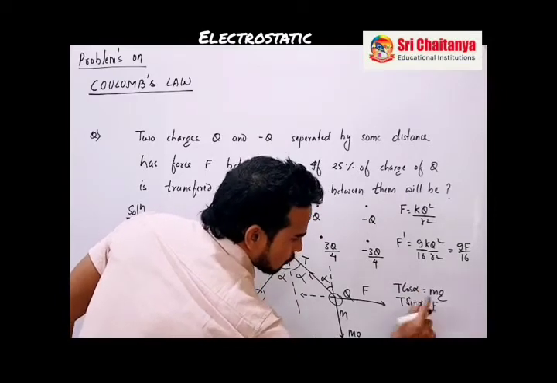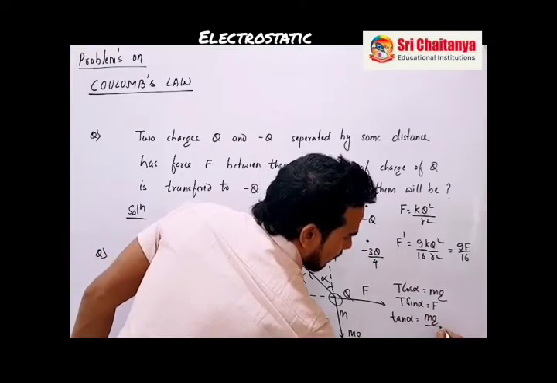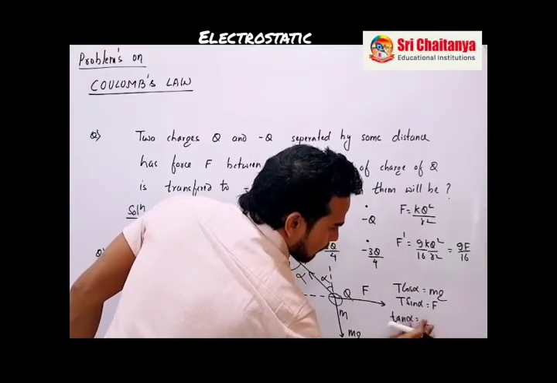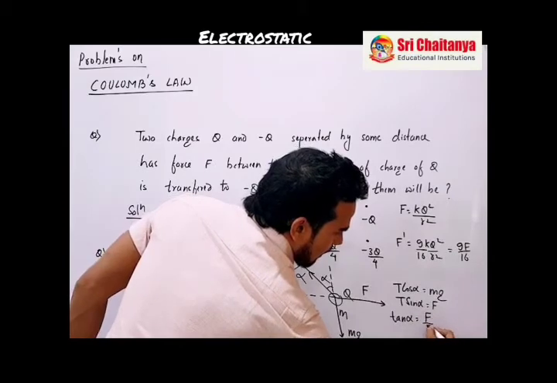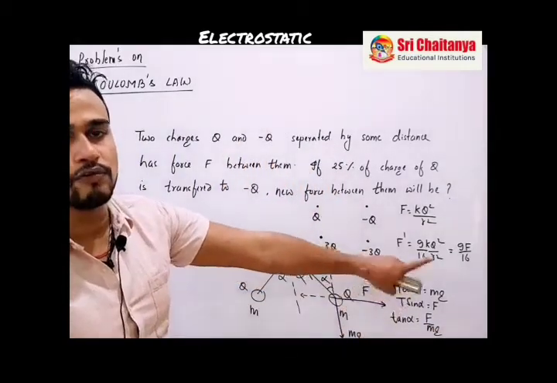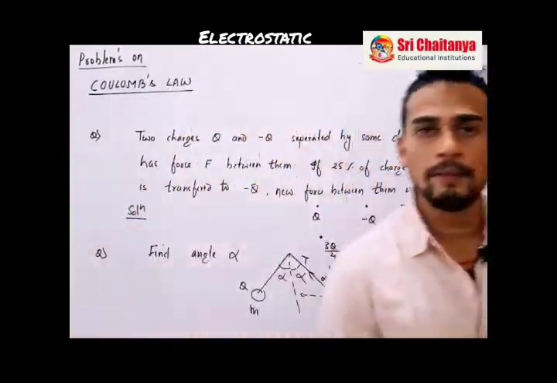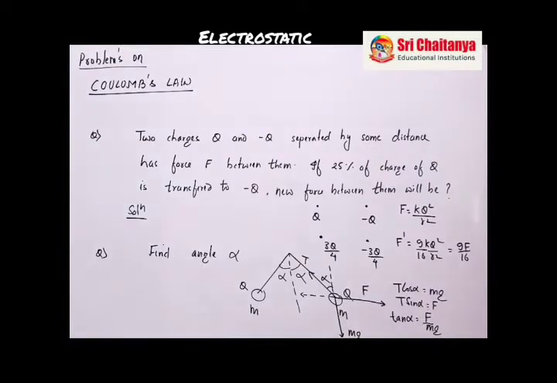If you divide these two, you will get tan alpha equal to F by mg, and you can put the value of F as k q1 q2 upon r square. So this is how we can get some numericals based on Coulomb's law.